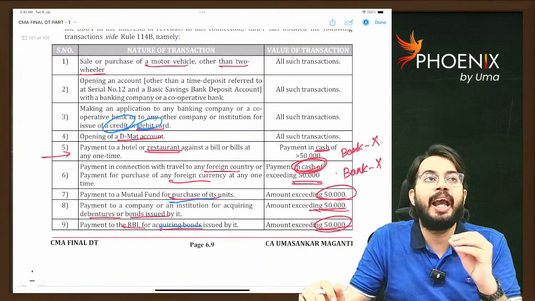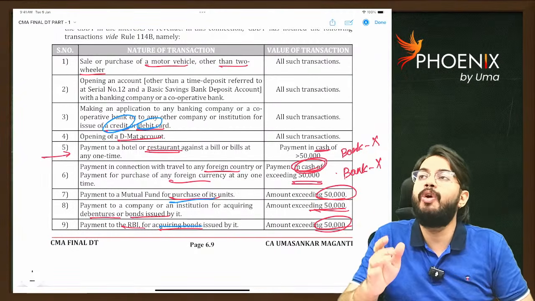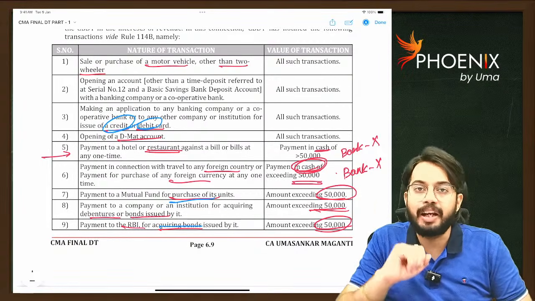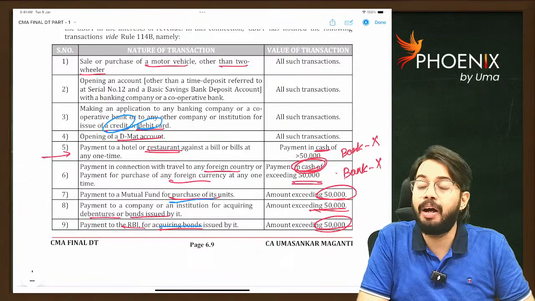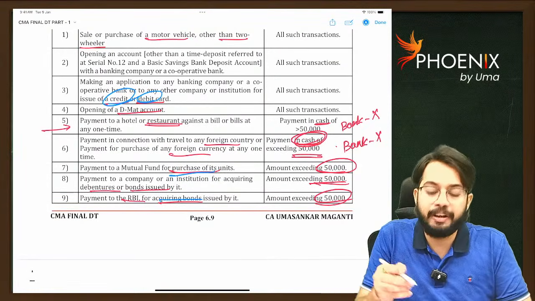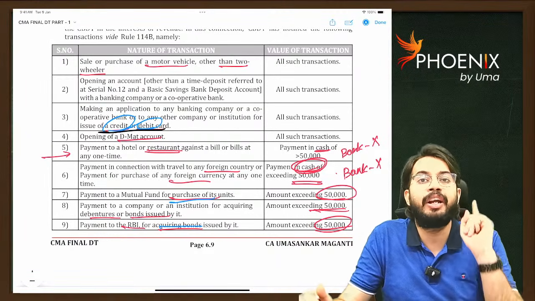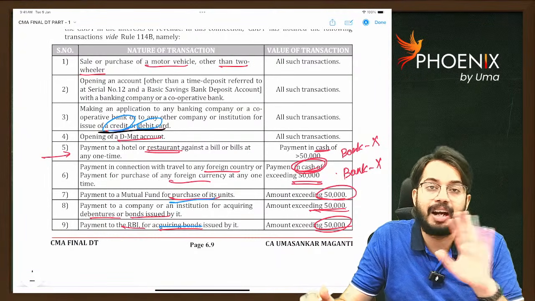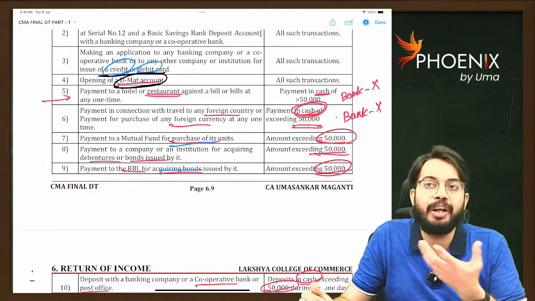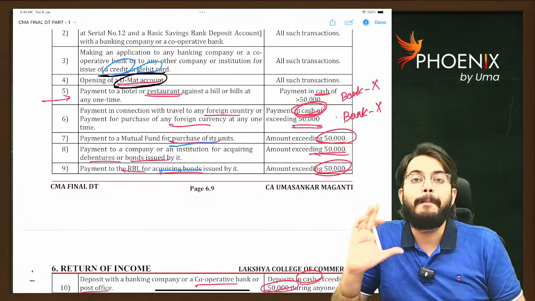Next, if you are opening any account with a bank other than a basic savings account and time deposit account, you wanted to open FD, only if you give PAN number will the FD account be opened. You wanted to open a current account, only if you give PAN number will it be opened. Next, if you want to make an application for a debit card or credit card, mandatorily you are required to give PAN number, otherwise the card will not be issued to you. Similarly, if you want to open a demat account, you know demat account, right? You can purchase listed shares and securities through a demat account. For opening a demat account also, PAN is mandatory.